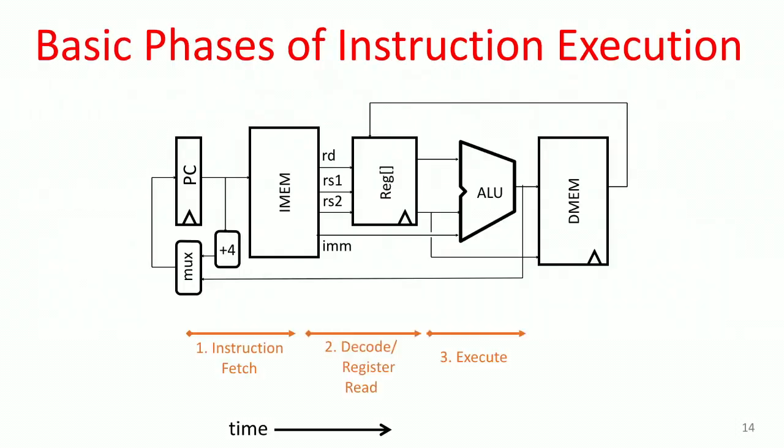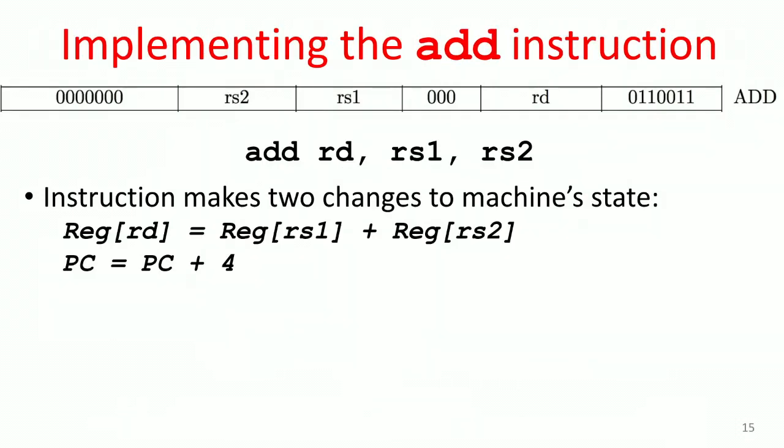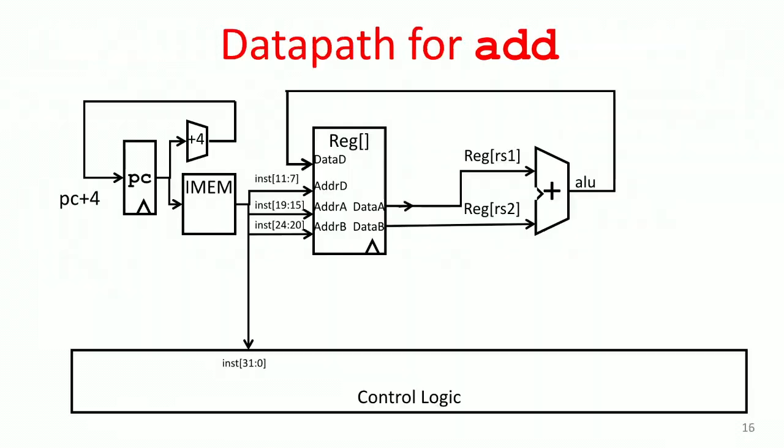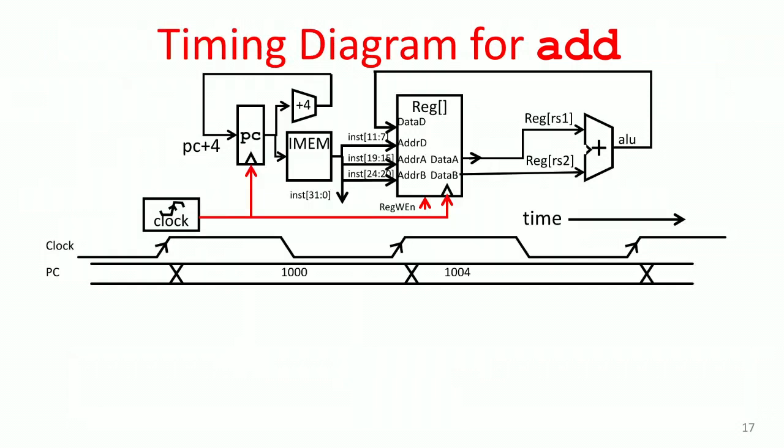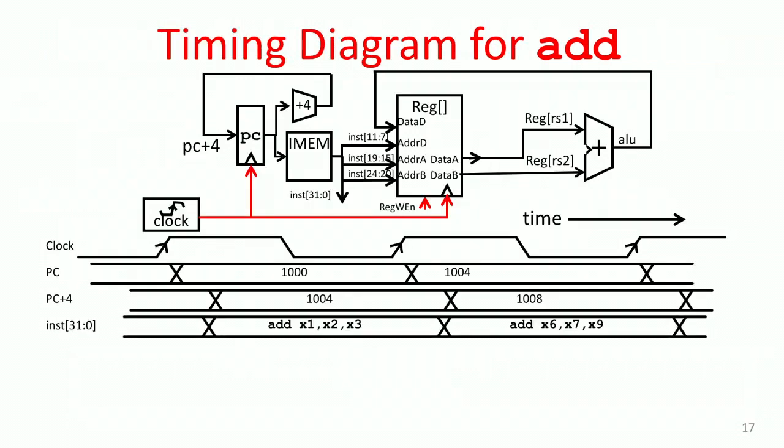I forgot, I have to look something up. Hang on. Yeah, RD comes first. OK, in the notation. So what this says is this instruction, we're going to add x2 to x3 and put the result in x1.